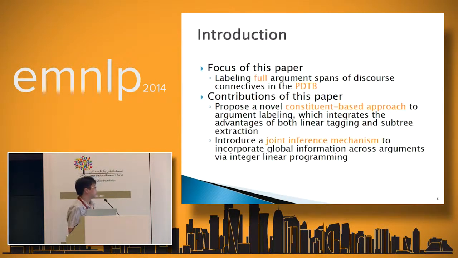The focus of this paper will be on labeling the full argument spans of discourse connectives found in the Penn Discourse Treebank corpus. The contribution of the paper consists of, first, we propose a novel constituent-based approach to argument labeling, and this approach integrates the advantages of both the linear tagging and subtree extraction approaches. Secondly, we also introduce a joint inference mechanism to incorporate global information across argument candidates, and this is done via integer linear programming.